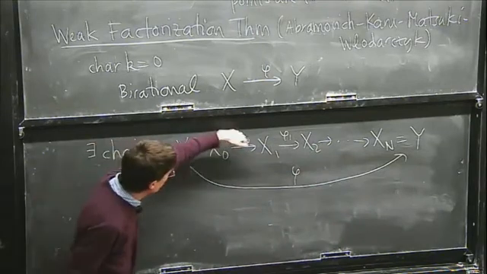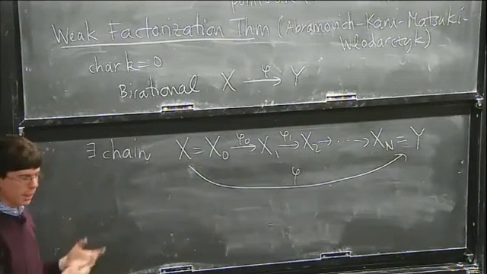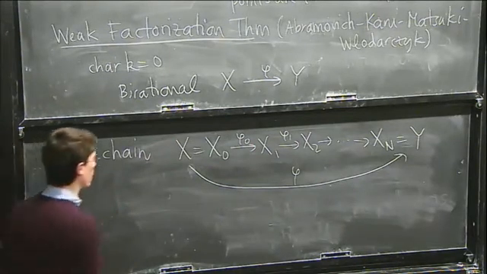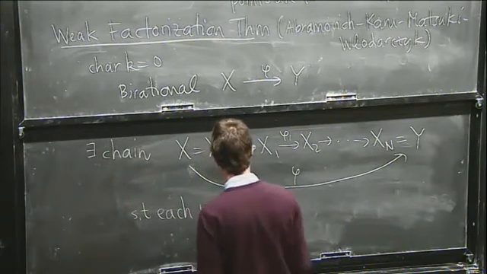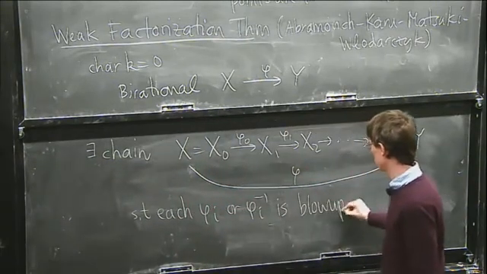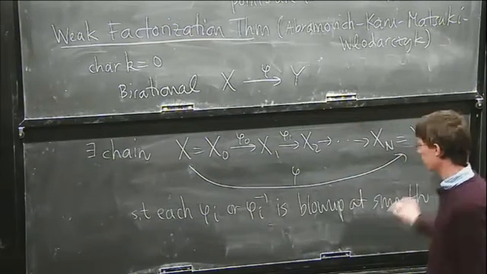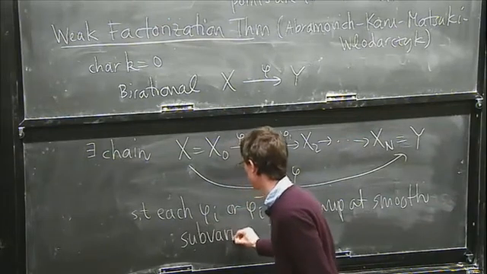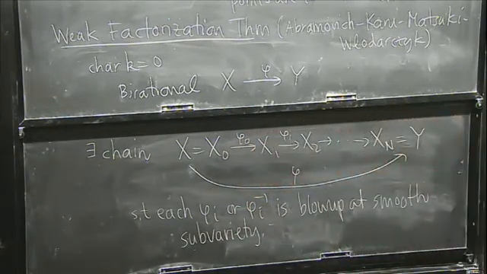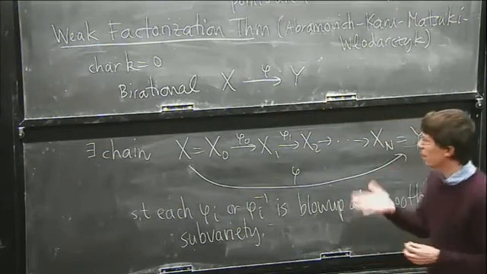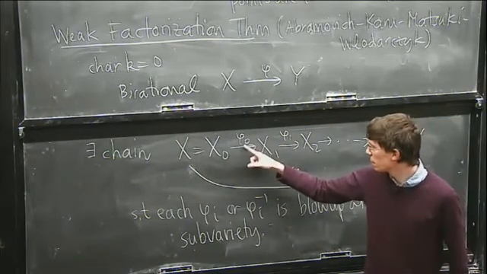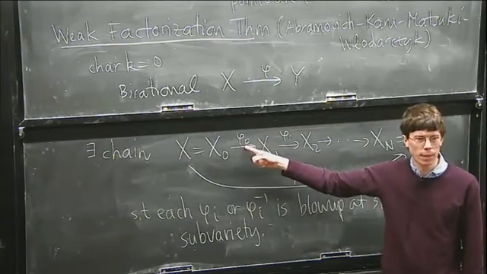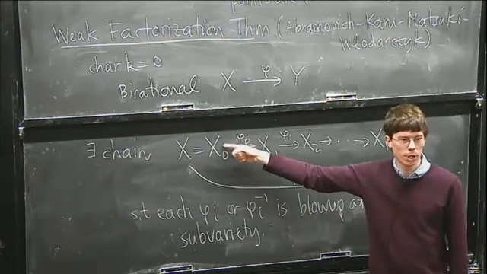Each of these individual maps into which you factor, either that map or the inverse of that map, is a blowing up at a smooth subvariety, such that each phi_i or phi_i inverse is a blowing up at a smooth subvariety. Birational morphism or birational map? It's just a birational map, not necessarily a morphism. So for example, this phi_0 may be just a blowing up, in which case it's actually a morphism, but it may be the inverse of a blowing up, in which case it would not be a morphism.